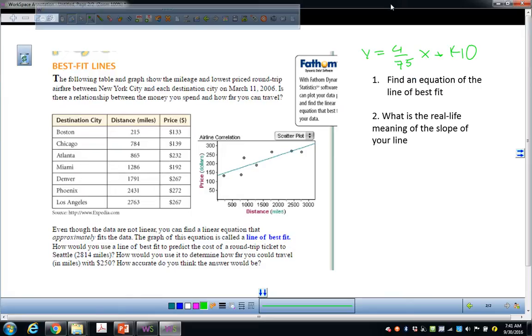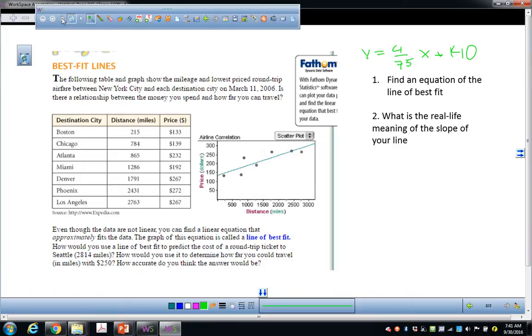A lot of times they'll ask you, explain the real life meaning of the slope. So the real life, it's not just some number, right? It means for every $4 or for every 75 miles in distance, the price of that ticket goes up $4. If I divided everything by 4, would that be about $18 per extra mile or something like that, okay? So that's what they're talking about in that question.